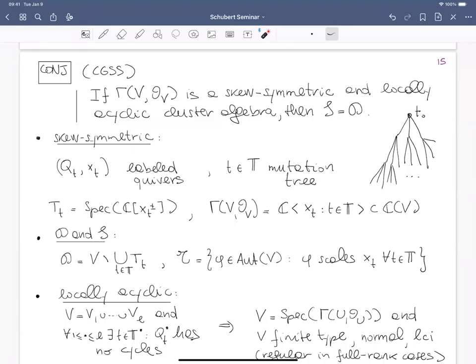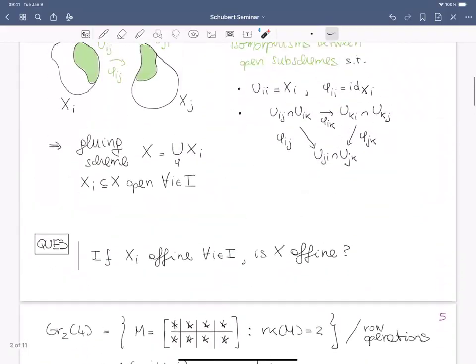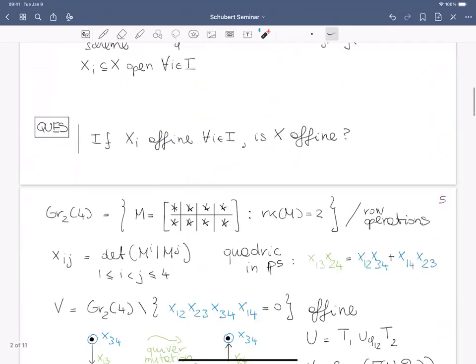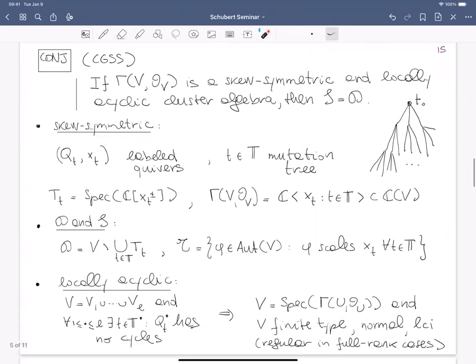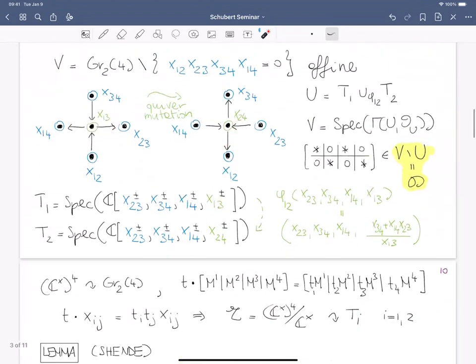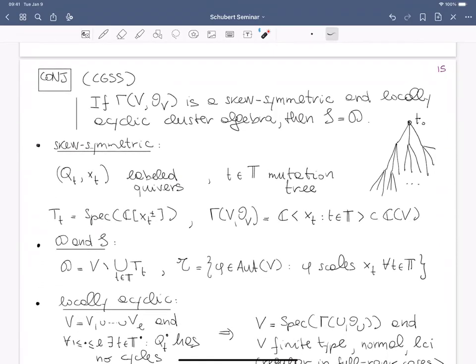So let me try to give you some context to understand the meaning of this statement. First of all, you can think of it as an answer to the question, when is a gluing of affine schemes affine? In the special case where the pieces are algebraic tori of a fixed dimension, and the gluing maps are of a particular form, which is essentially a quiver mutation like the one I was describing earlier. But of course, it's a conjecture. That's not a theorem yet.